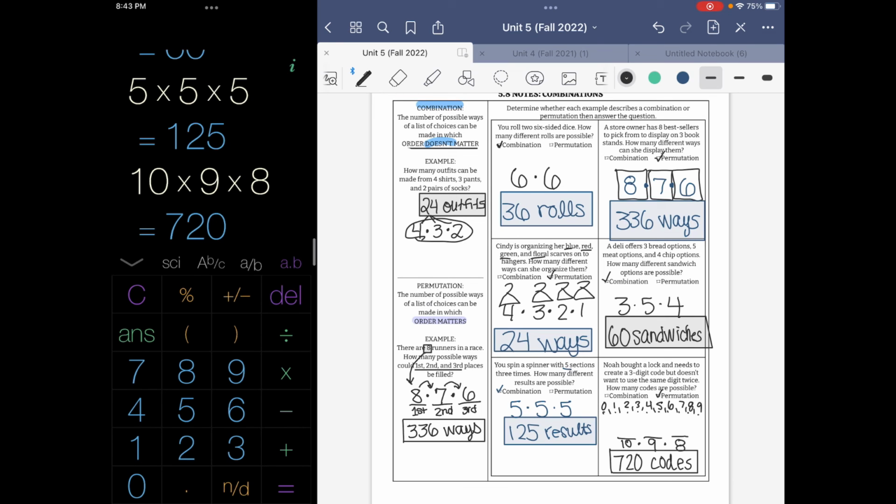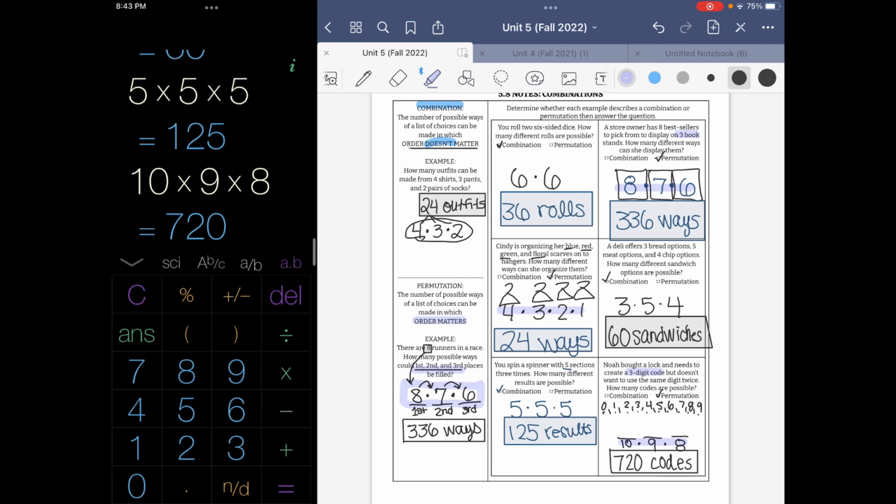Okay, before I let you guys go to the assignment, I just want to recap that when you are doing a permutation, this number goes down once every time you move to the right. And you only do as many spaces as it asks you for. So this one asked me for first, second, and third place. So I did this 3 times. But this one, this hangers one, I had to do all 4 because I'm hanging up all 4 scarves. This one, there were 3 book stands, so I only needed 3 numbers. And the last one, it was a 3-digit code, so I only needed 3 different numbers, but I started with 10 of them.